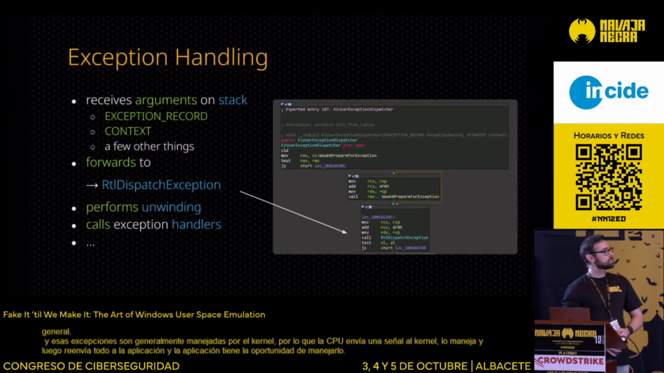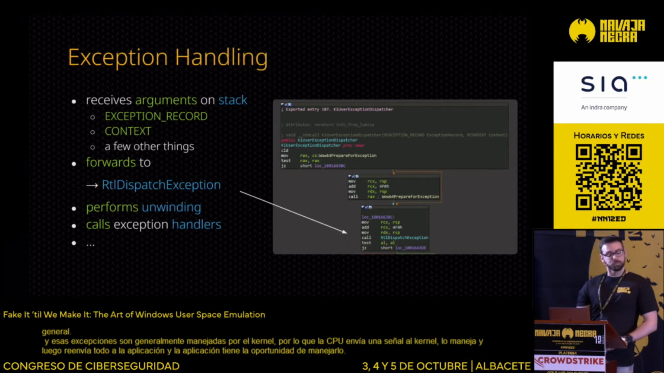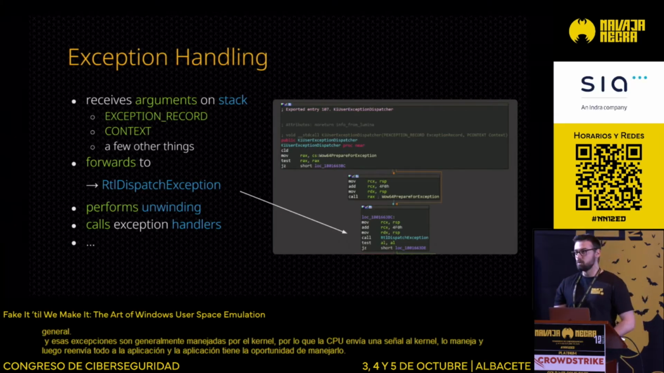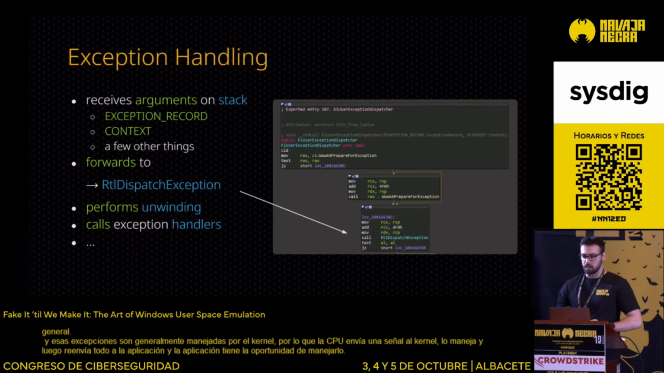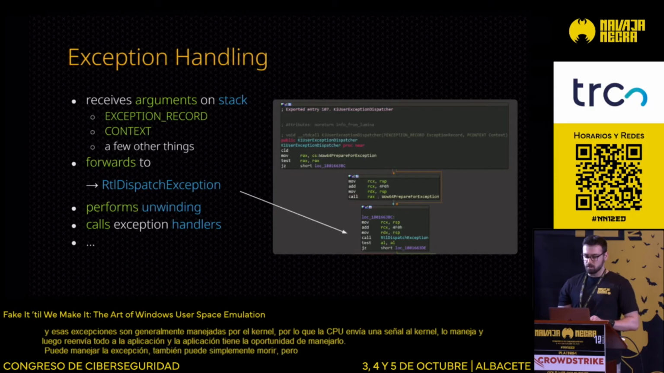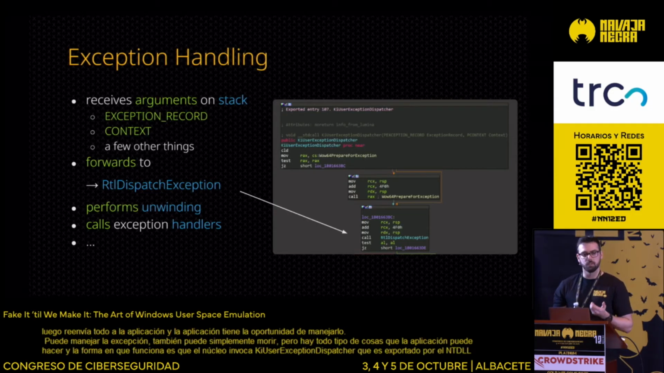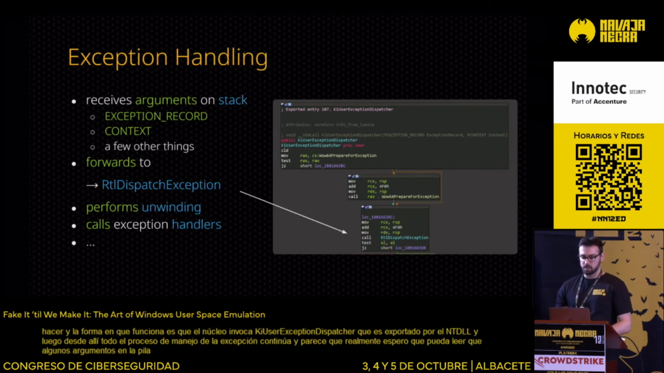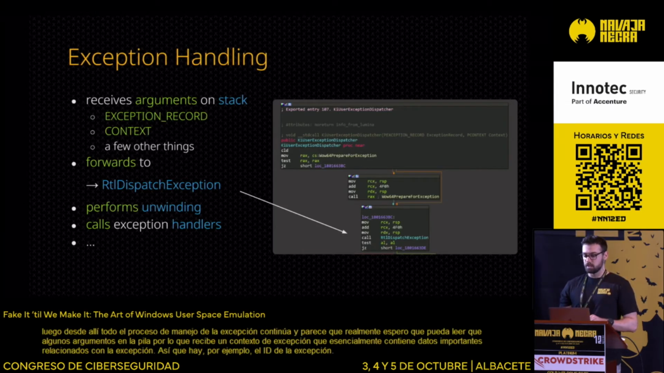And it looks like this. I really hope you can read that. It receives a few arguments on the stack, so it receives an exception record, which essentially contains important data related to the exception. So there's, for example, the exception ID, and there is some additional information. For example, during an access violation, there is the address where the exception happened and what kind of memory access it was, if it was a read access, a write access, whatever. There is also a context structure which holds the entire CPU context, so all the registers at the time of the exception.